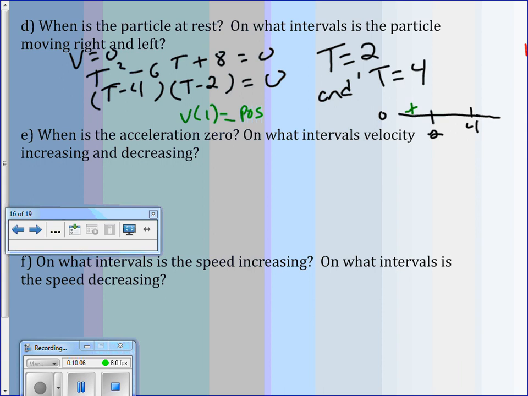Let's check v at 2. No, v at 3. That's in the middle of the next interval. When the time is 3, my first factor is negative. My second factor is positive. Negative times a positive is a negative. And then we can check greater than 4. Let's check the other end. Let's check v of 10, say. When the time is 10, are they both positive? Yeah. So I've got a positive here.